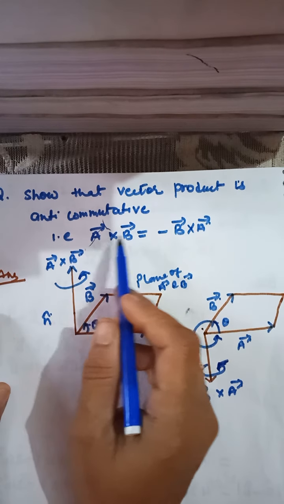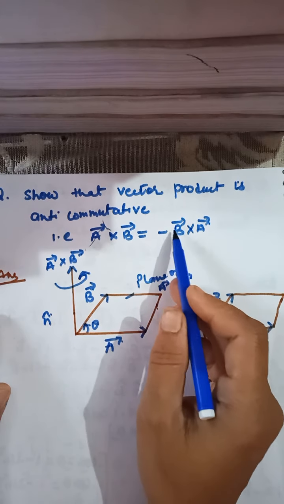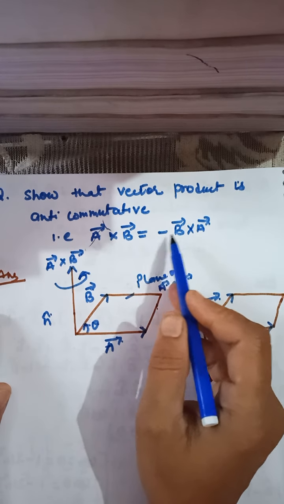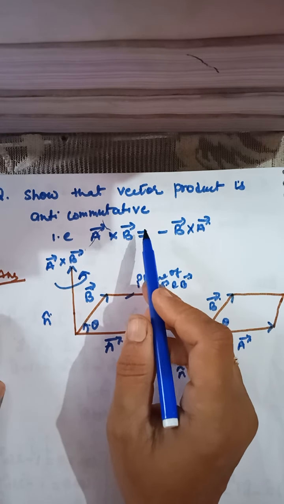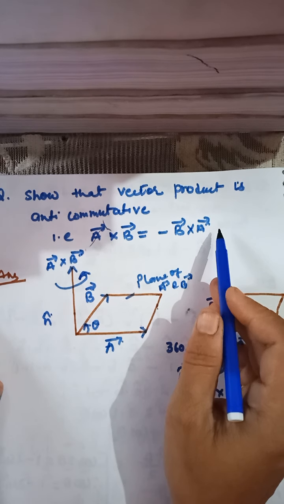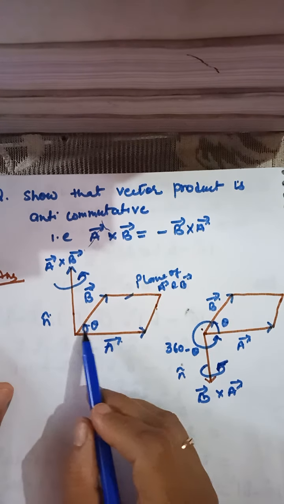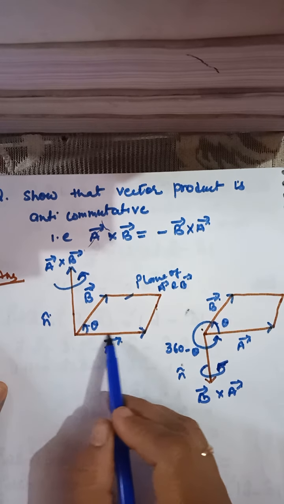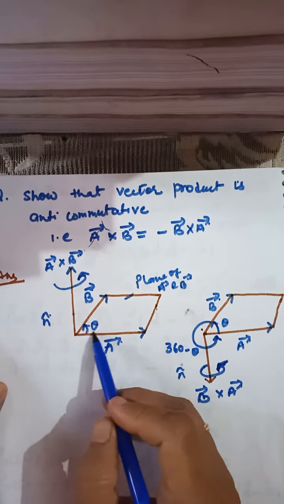It means the magnitude of A cross B is equal to the magnitude of B cross A, but the direction is reversed. So the minus sign indicates that A cross B is in the opposite direction to B cross A. How? You see, in this diagram I have taken this as A vector and this as B vector. Both are lying in a plane.